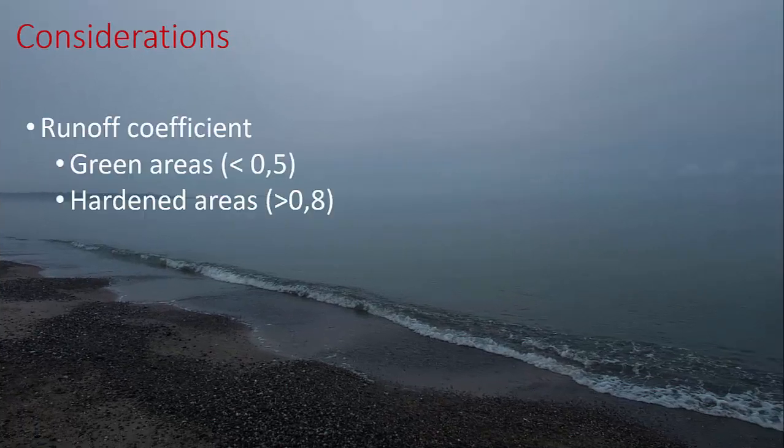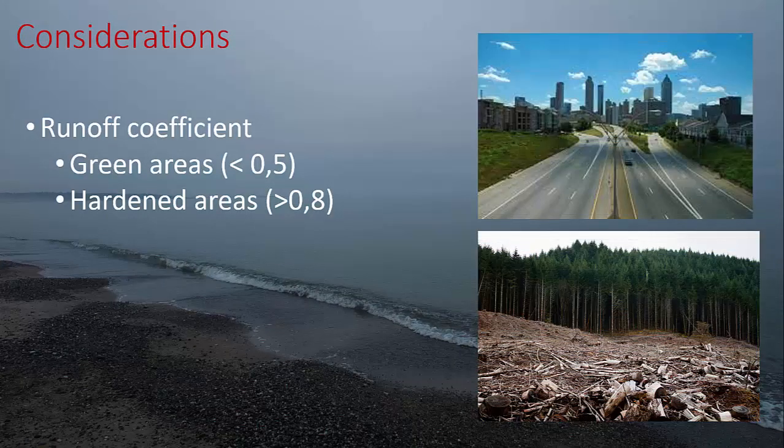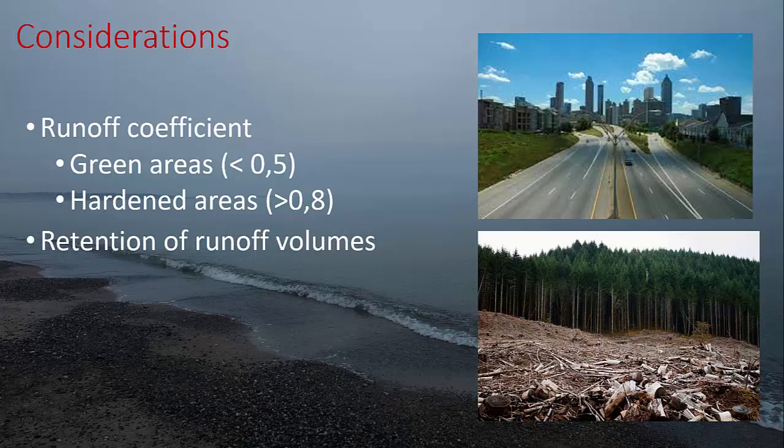Consideration in regard to runoff. One important thing is runoff coefficient. If you have a runoff coefficient of 1, that means that no water is infiltrated. If you have green areas, coefficient less than 0.5, more water will infiltrate than compared with hardened areas, which have a runoff coefficient above 0.8. Also, when you have hardened areas and you have a lot of runoff, you have retention volumes to take off the peak flows. Also, you have the contamination of runoff volumes.